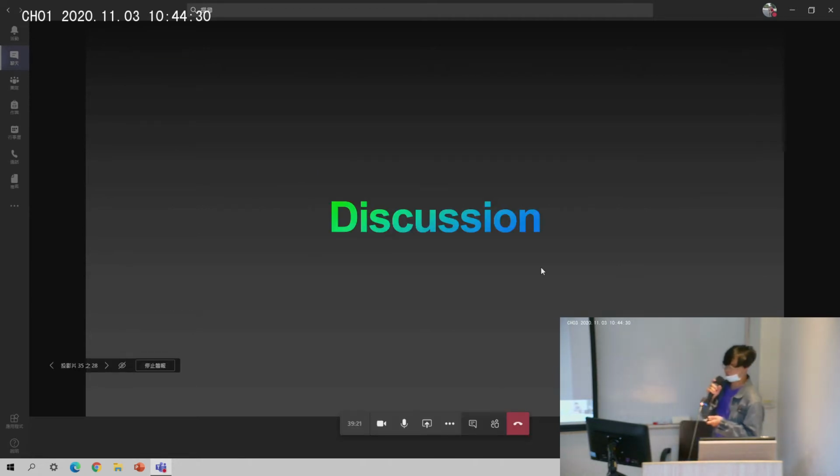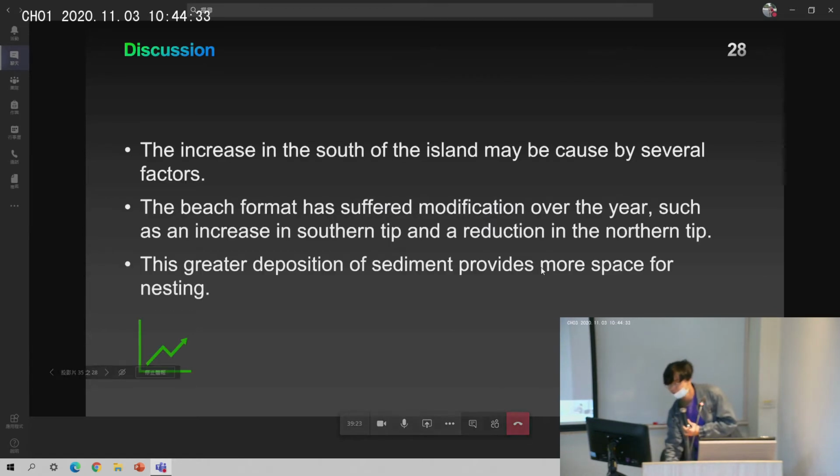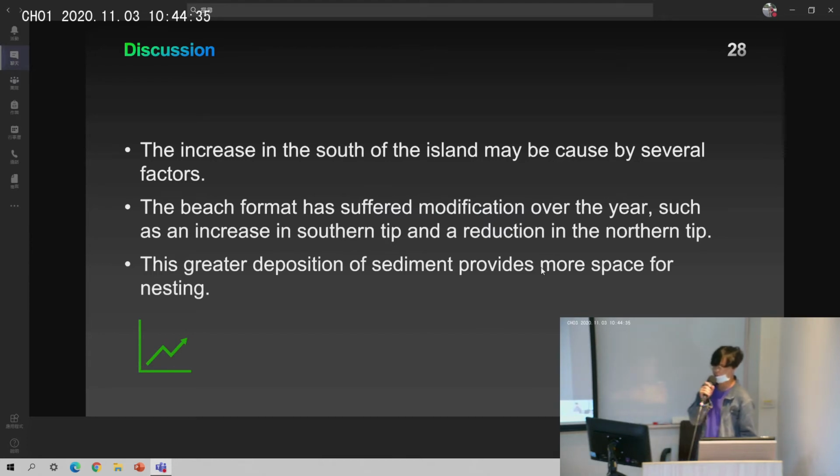And here's our discussion. The increase in the south of the island may be caused by several factors. The beach format has suffered modification over the year, such as an increase in southern tip and a reduction in northern tip. This greater deposition of sediment provides more space for nesting.